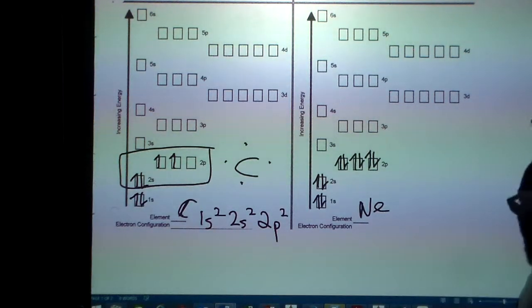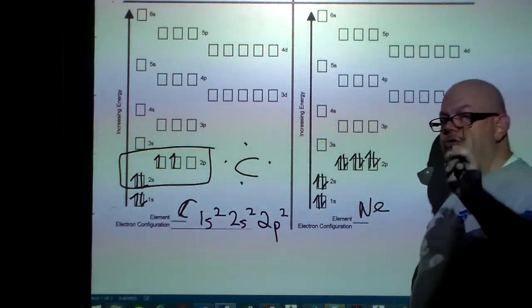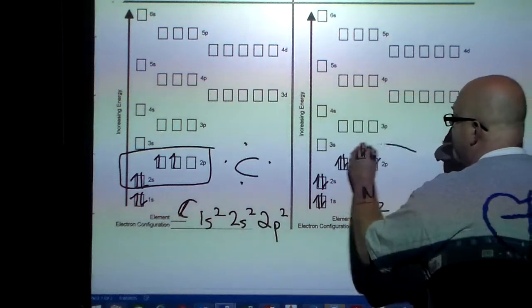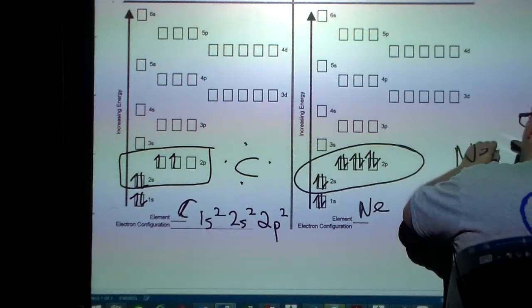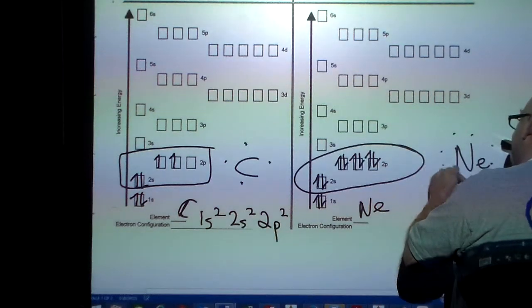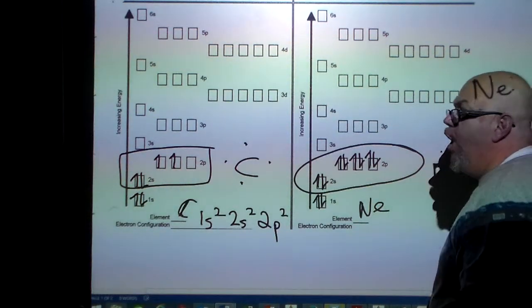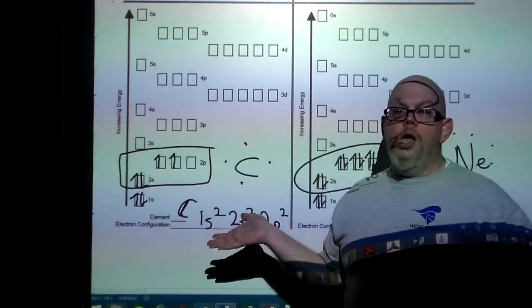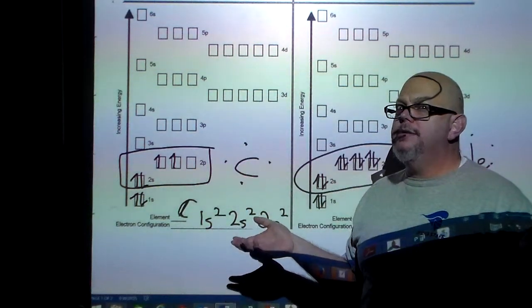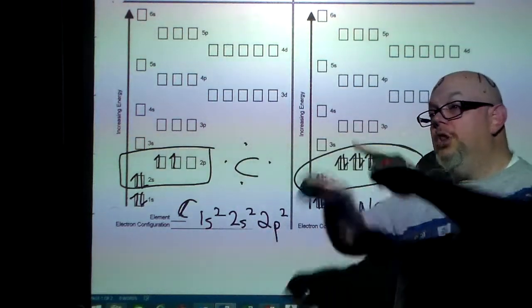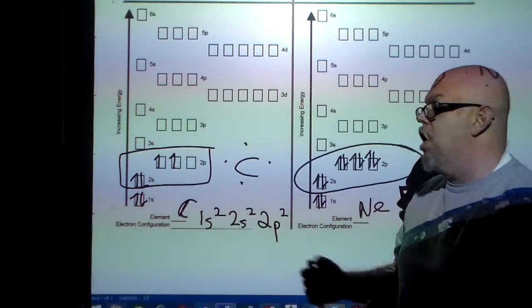And guess what? How many valence electrons does neon have? Remember valence? The outermost layer. Look at your highest energy level here. 1, 2, 3, 4, 5, 6, 7, 8. Oh snap! Neon is a noble gas. It doesn't react that easily because it's got the full outer layer of electrons.